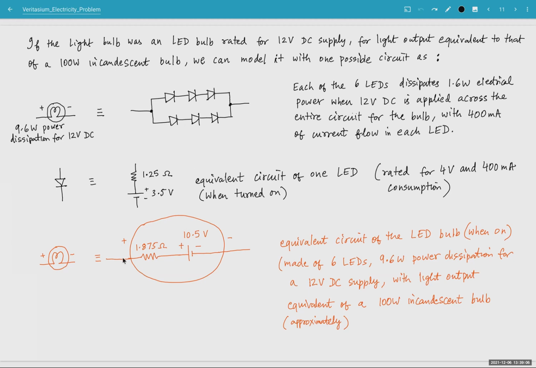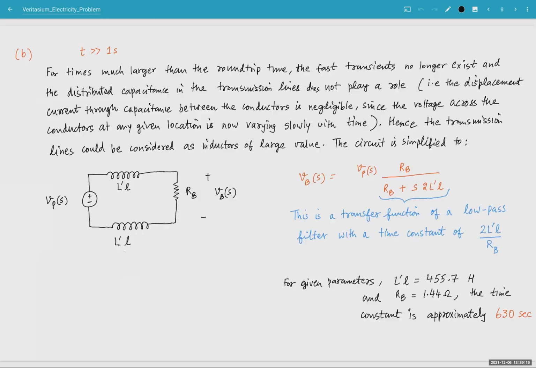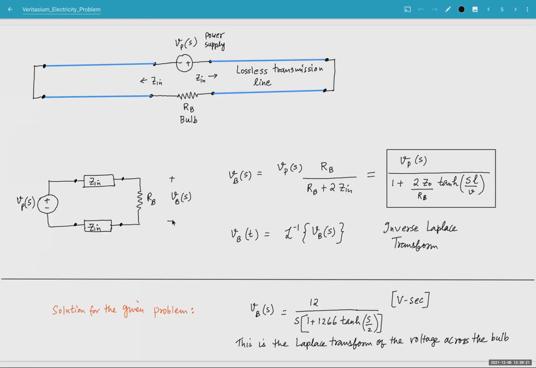If you look at its equivalent circuit, we can put this stepwise model for these diodes into our original circuit. That does not change our original circuit, so let's go back to it. We'll put this LED right here. Instead of R_B, we are now going to put 1.875 ohms and a voltage drop of 10.5 volts, which is the model I have for that LED.